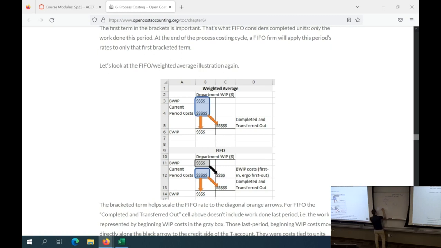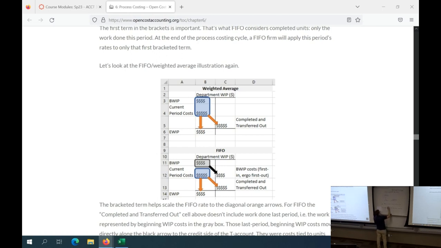So with weighted average, TEU equals units completed plus ending WIP equivalent units. And under FIFO, TEU equals units completed minus beginning WIP equivalent units plus ending WIP equivalent units.